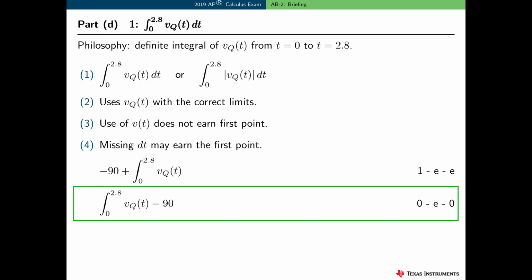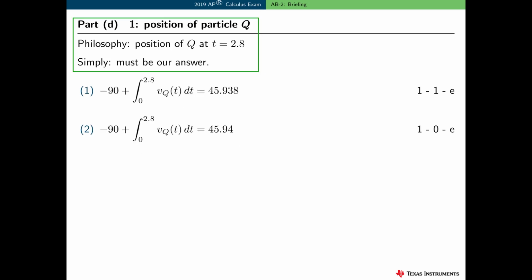In this example, the dt is missing. The integrand is ambiguous. The student does not earn the first point, but is eligible for the second, but cannot earn the third point. The second point in part D was for presenting the position of particle q. Simply stated, this must be our answer.